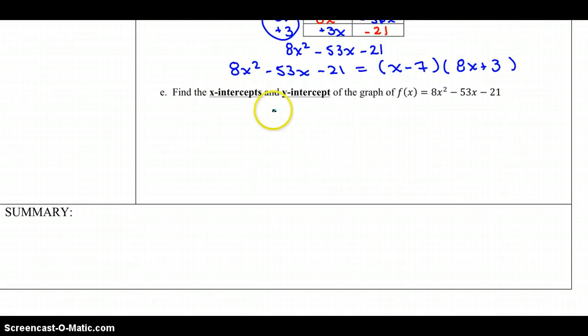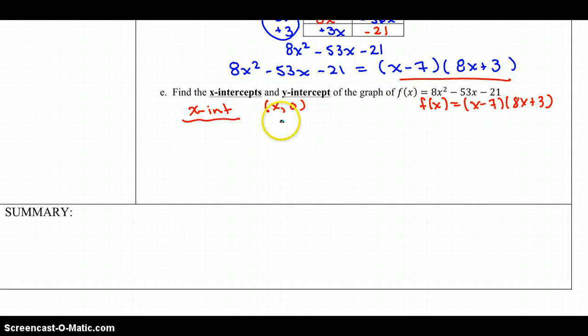So now if we find the x-intercepts and the y-intercepts of this particular graph, okay, so the x-intercepts again are of the form (x, 0). Okay, so we've got our function f of x equals 8x squared minus 53x minus 21, which we know now can be rewritten this way in its factored form, okay, using our factors we got here. So the output is 0, and we want to know what x values do that for us. So again, we've got the product of two quantities equal to 0. At least one of these quantities has to be 0.